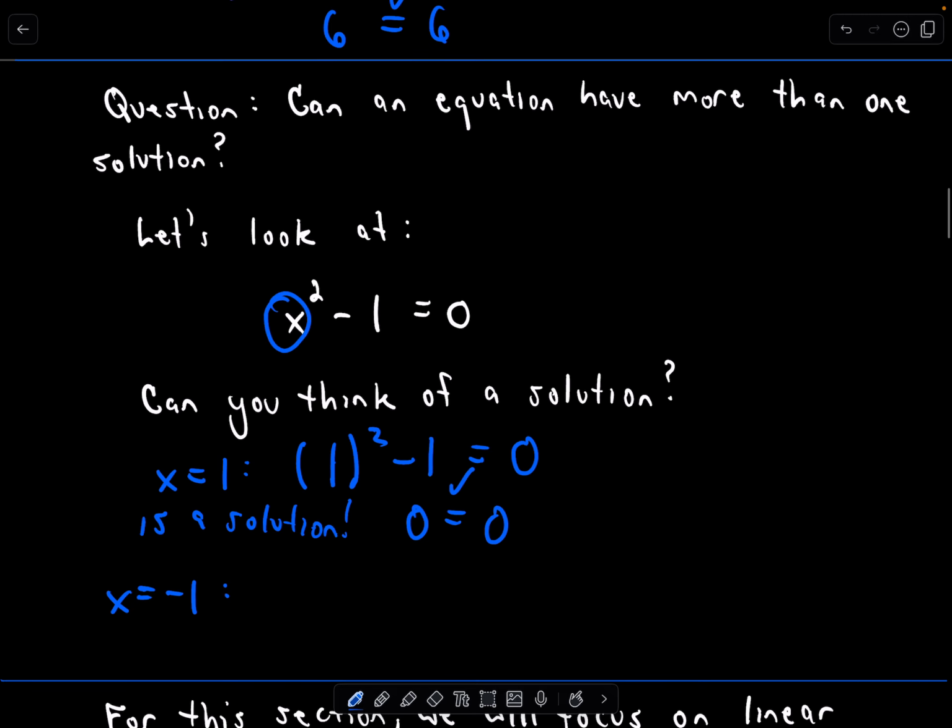Right, because if I replace x with negative 1, negative 1 squared minus 1, well, negative 1 times negative 1, that's negative 1 squared, that's going to be positive 1. Positive 1 minus 1 on the left will be 0. And hey, those are equal, so x equals negative 1 is also a solution. So we have 2 solutions.